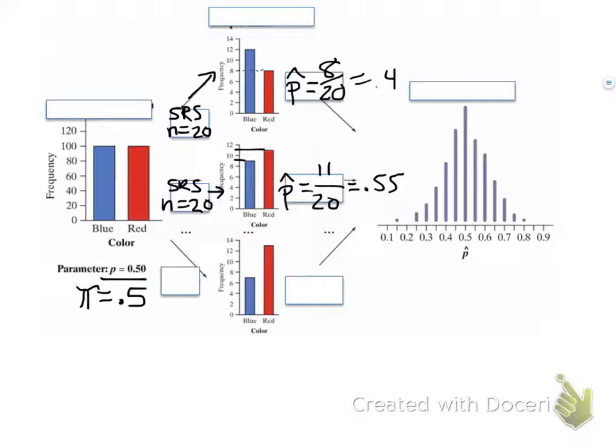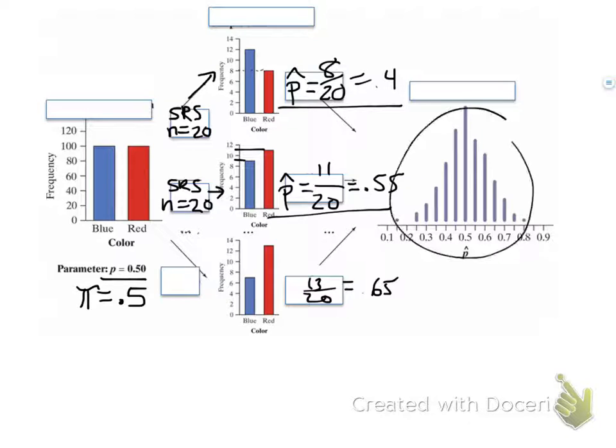We do this again and again and again, and we repeat this with every single possible sample of size 20 that I could possibly make, which is a huge number of samples. But if we were to do this an infinite number of times, and then took all of those P hats, so 0.4, 0.55, the next one we got 13 out of 20, which is 0.65, and we then plotted all of our P hats on a dot plot and made a distribution, we would get the sampling distribution of P hat.